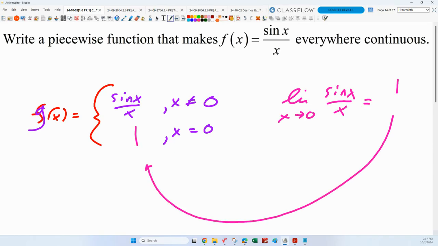So that needs to be the value we define at x equals 0 to fill in that hole. Everybody see what we did? Our piecewise function is continuous because we filled in that removable discontinuity. Give me thumbs. Okay?